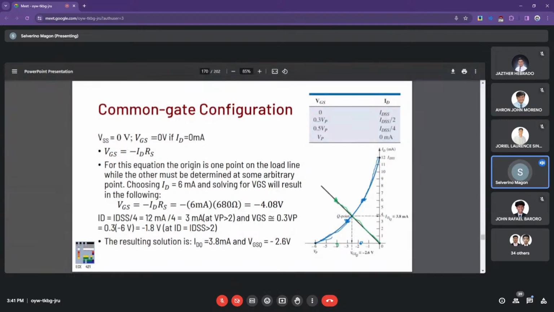All right, so VGS is 0.3, so 0.3 of negative 6 volts is at 1.8. Now, in the case of 3.8 milliamps, for the solution of this one, VGS is at negative 2.6. So that's for the Q point or the off condition, meaning we don't have any AC inputs on. VGS is negative 2.6, while ID is 3.8. So that's at Q point.